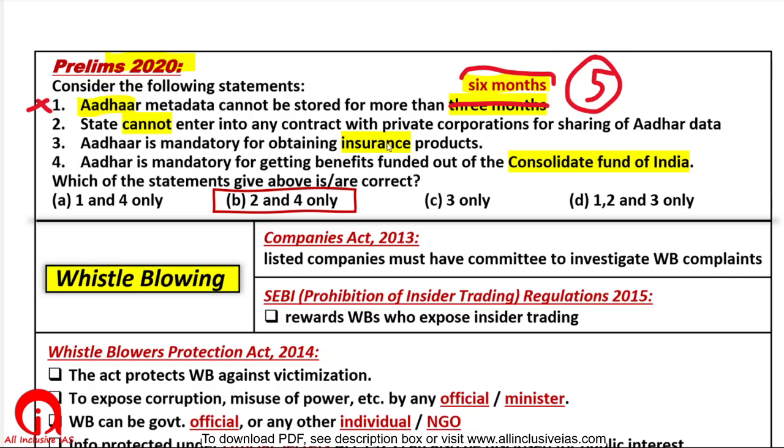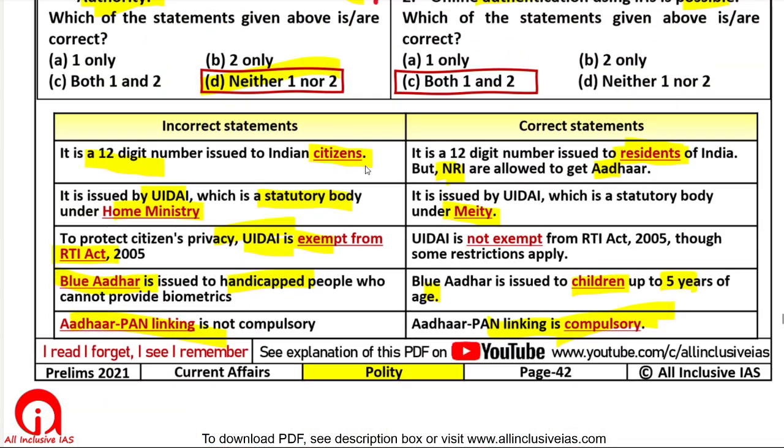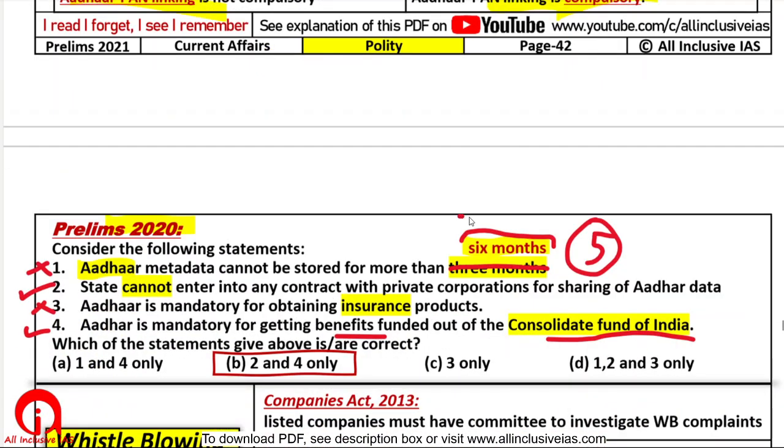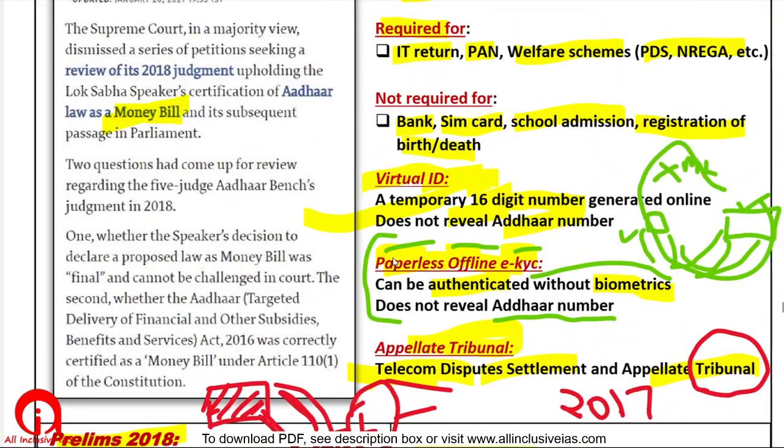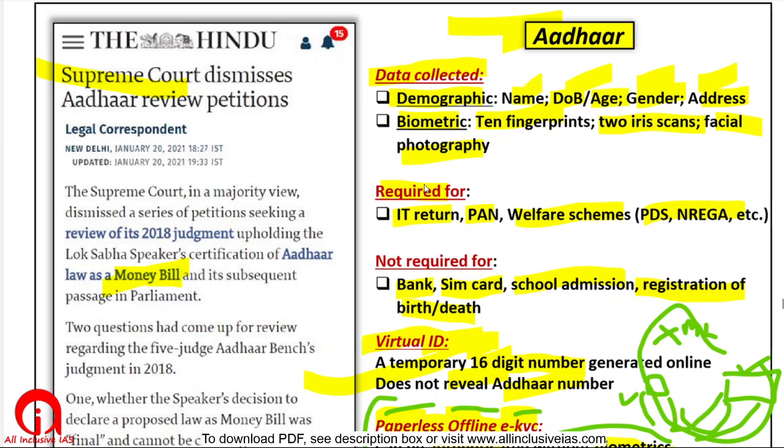State cannot enter into any contract with a private corporation to share Aadhaar data. This is correct. That is what the Supreme Court said in its ruling. Aadhaar is mandatory for insurance products. No, it is not mandatory for insurance products. It is mandatory for getting benefits funded from the Consolidated Fund of India. Yes, that is right. It is all written in the Supreme Court ruling. You don't have to learn the ruling. I think the substantial points have already been covered here from the ruling. So just learn this question in case UPSC wishes to test this thing again. It is required for welfare schemes like PDS, NREGA, because all these expenses come out of the Consolidated Fund of India.